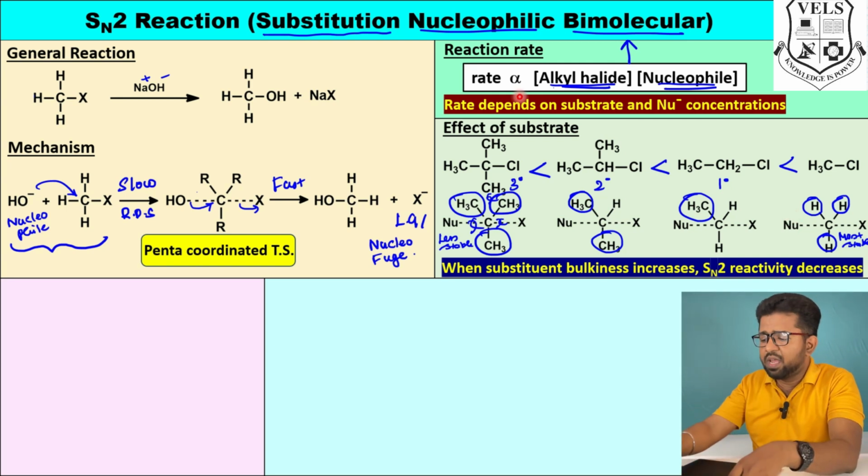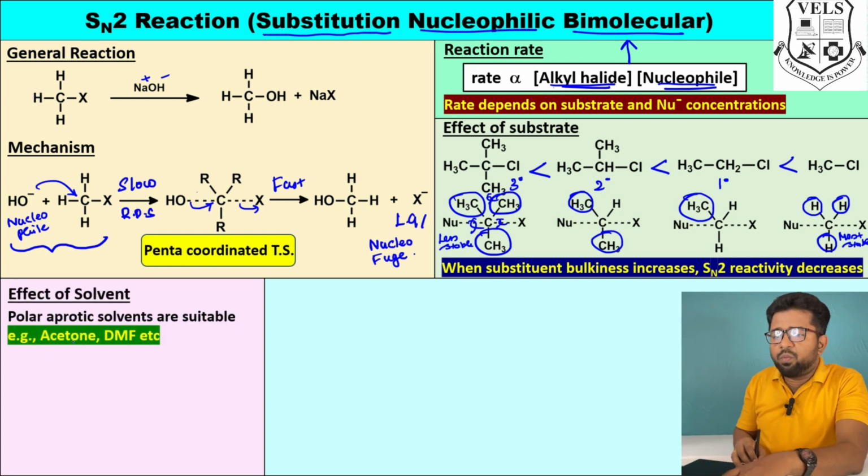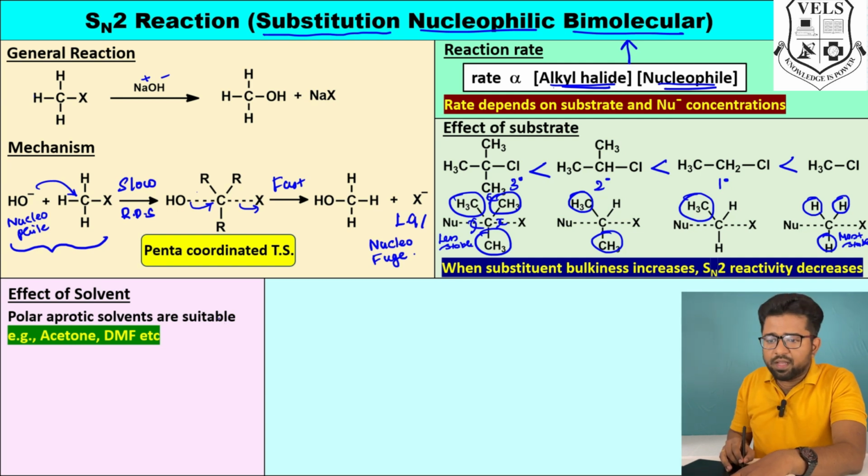So this is about the reactivity of substrates. Now let us discuss the effect of solvent in SN2 reaction. Polar aprotic solvents are always suitable in the case of SN2 reaction. For example, we have acetone and DMF. What do you mean by DMF? That is N,N-dimethylformamide. So acetone and DMF can be suitable solvents in SN2 reaction.